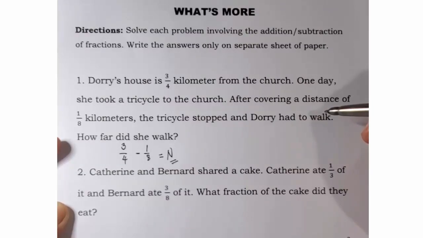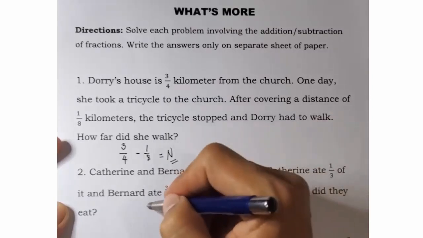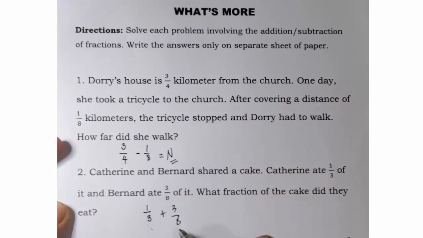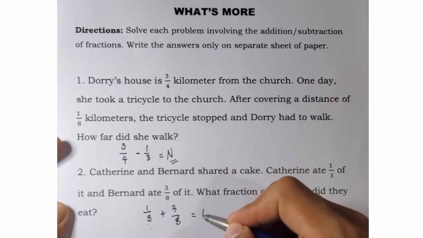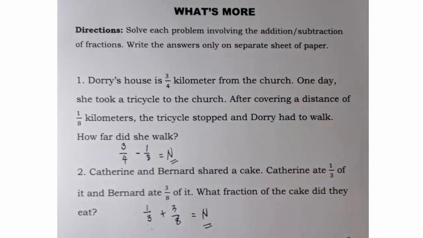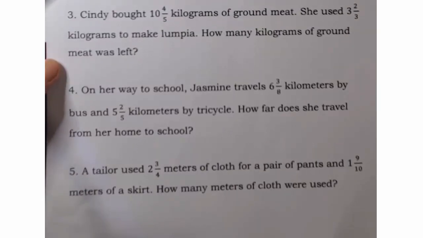Then for number 2, Catherine and Bernard shared a cake. Catherine ate 1/3 of it and Bernard ate 3/8 of it. What fraction of the cake did they eat? So the fraction that they ate is 1/3 plus 3/8. This one is for Catherine, this one is for Bernard. So that's the fraction that they ate together. So 1/3 plus 3/8. For number 3, Cindy bought 10 and 4/5 kilograms of ground meat.